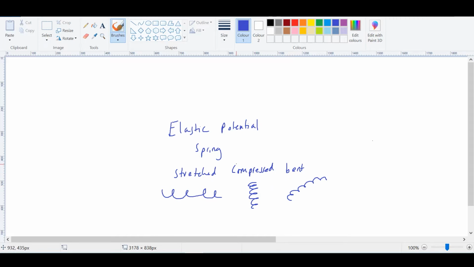So let's visit the formula. The formula is E equals a half k x squared. K is the spring constant, E is the elastic potential energy, and x is the extension in meters.